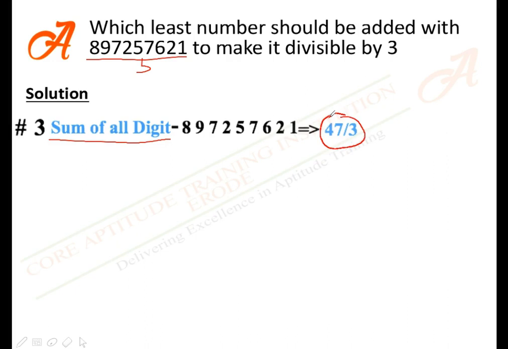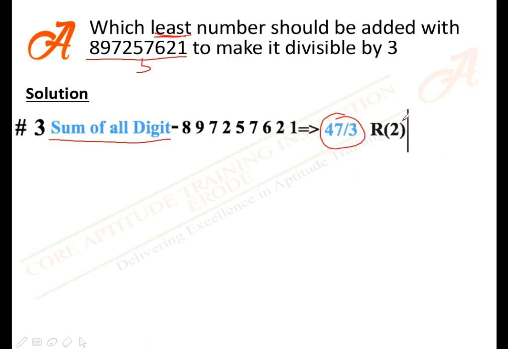This 47 divided by 3 is not divisible. So what is the remainder that you are getting? What is the extra that you are getting? The extra that you are getting is the remainder, correct? The remainder is 2. Now, the question that is asked here is which least number should be added?